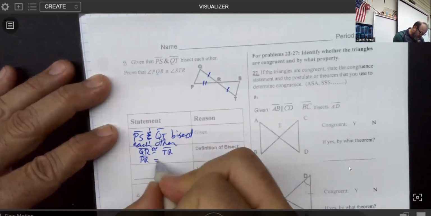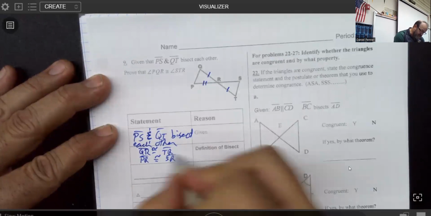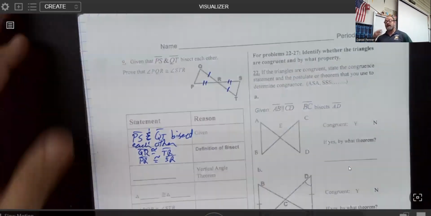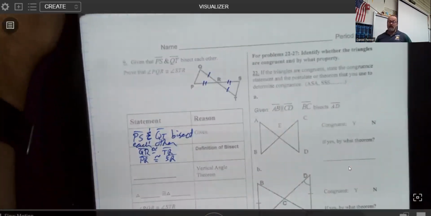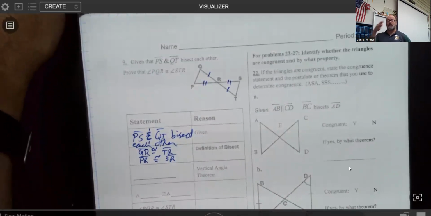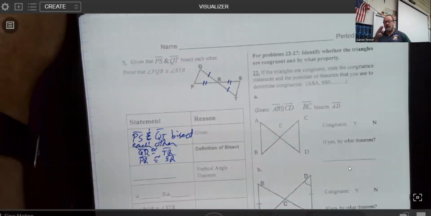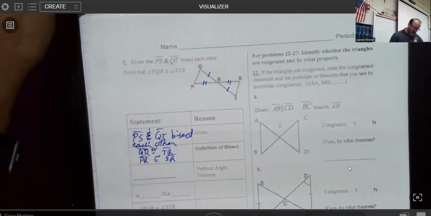congruent to SR. Now be very, very careful on the test because sometimes we would use that idea of bisect each other, and other times we might be a little bit different and just say one of them bisected the other. So keep in mind, just because one of them got bisected doesn't mean that they both did. In this case, they both did, so that's okay.